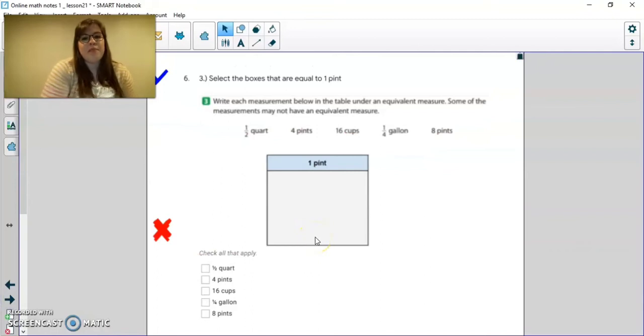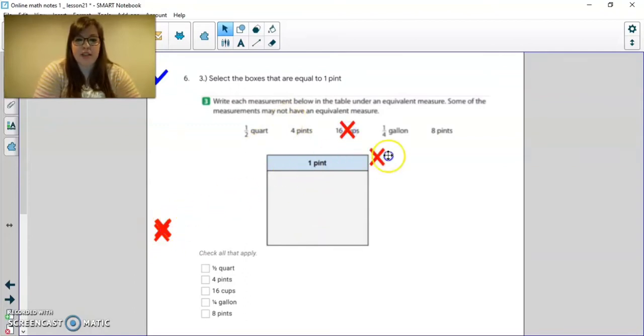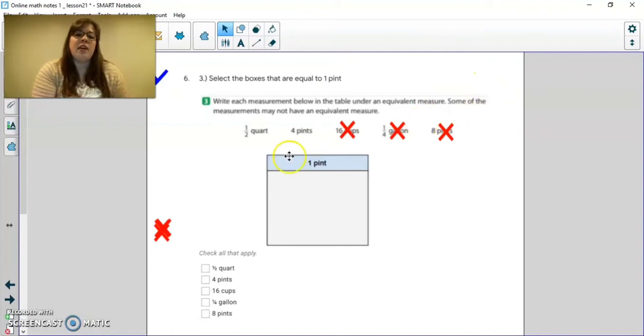Our next problem, it says select the boxes that are equal to 1 pint. So when I'm looking at this, I'm already going to start by crossing off the ones we've already figured out. I'm crossing off 16 cups, 1/4 gallon, and 8 pints because I know that those are equal to other measurements and they're not going to be equal to 1 pint. So now I'm looking at what we have left.